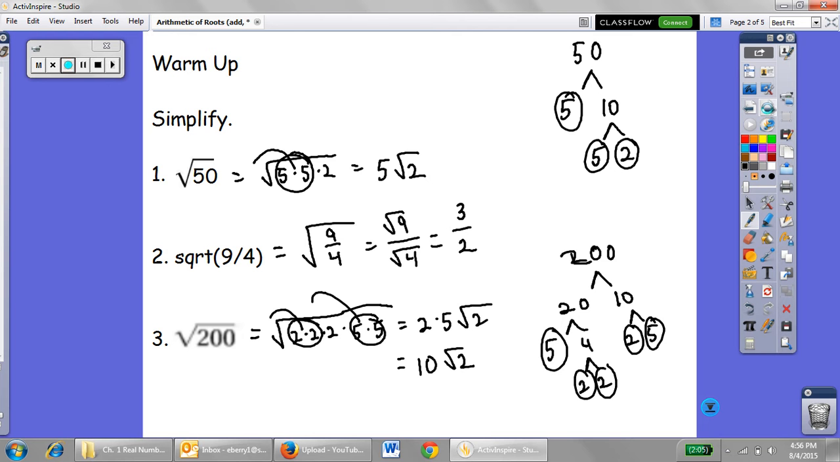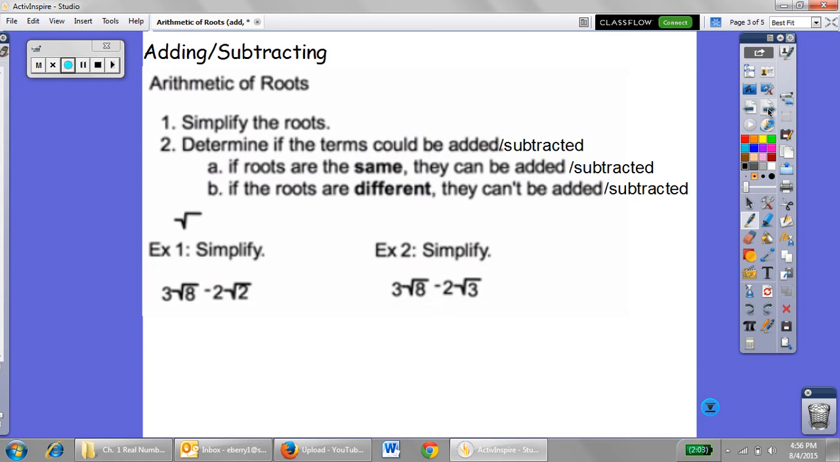Okay, now let's learn how to add or subtract radical expressions. So it's pretty simple. The first step is to simplify the roots, and the second, determine if the terms can be added or subtracted. If the roots are the same, they can be added or subtracted, but if they're different, they can't be. So looking at example 1.